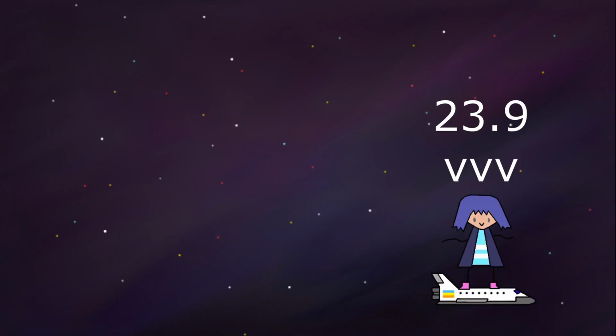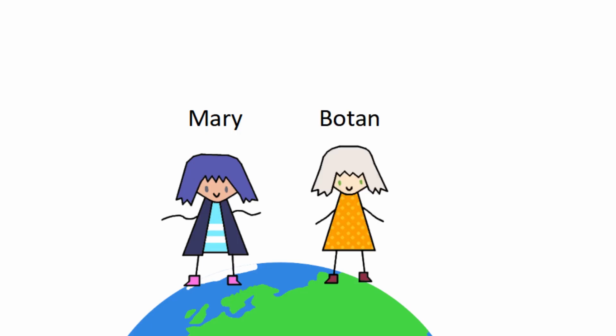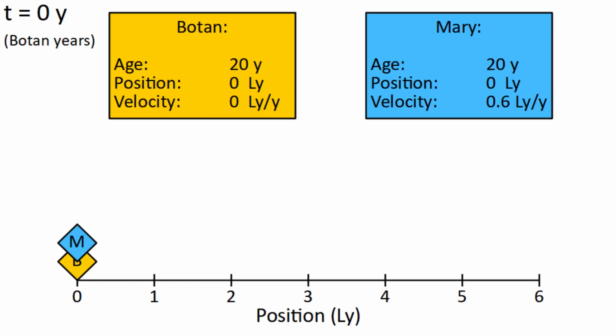So on Mary's 24th birthday, she's going to send a signal to Botan that travels at the speed of light. The event in question is when the signal finally reaches Botan, which should happen sometime after it's sent out. We'll start off in Botan's reference frame. So again, Mary and Botan both start off on Earth at the same age of exactly 20. This is position 0 and time 0.